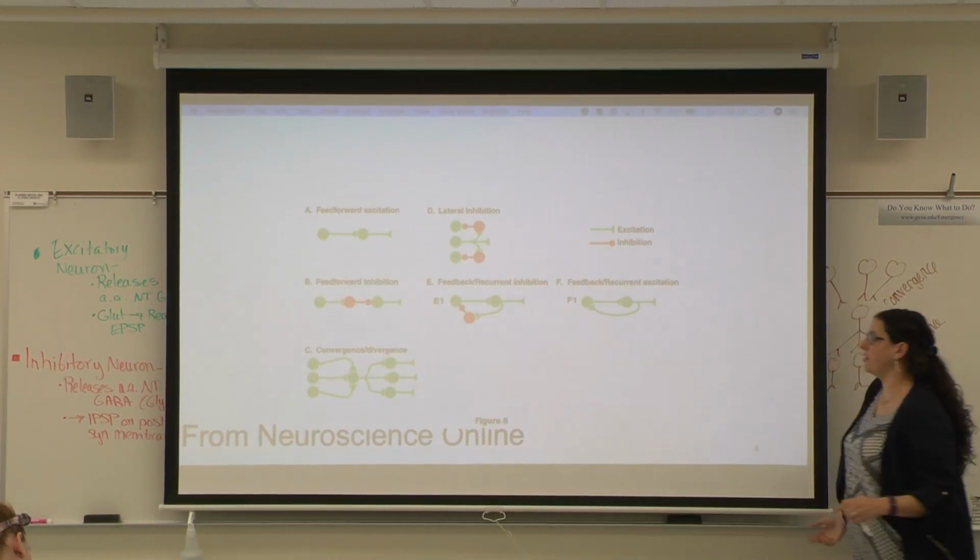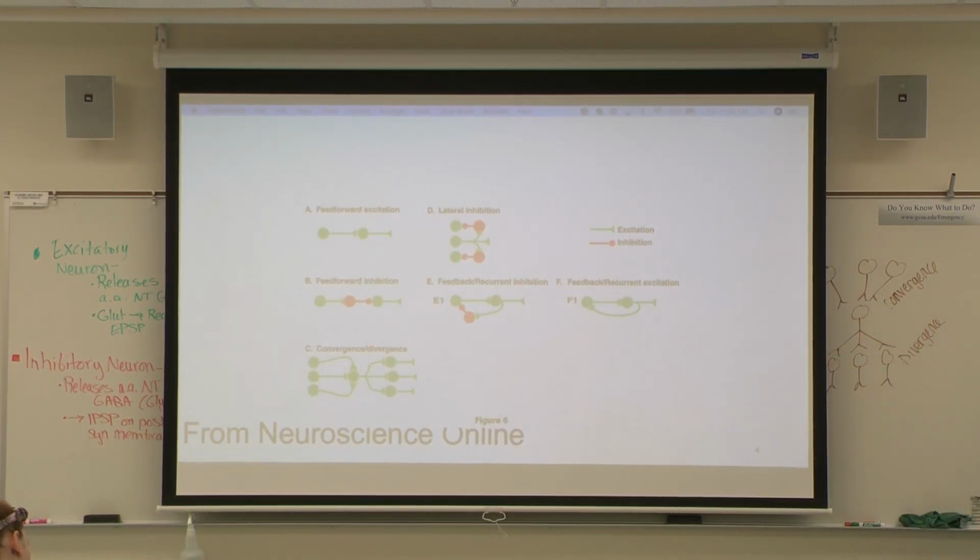And here are those same figures, but from Neuroscience Online. Slightly prettier, I suppose, than I drew them. They don't change the shape of the cell body, but they do have the terminal shaped differently. The excitatory neurons, they have a triangle. The inhibitory neurons, they have a circle. So hopefully that will help so you can decipher. So the convergence and divergence, is that excitatory? Here they've drawn it all as excitatory.